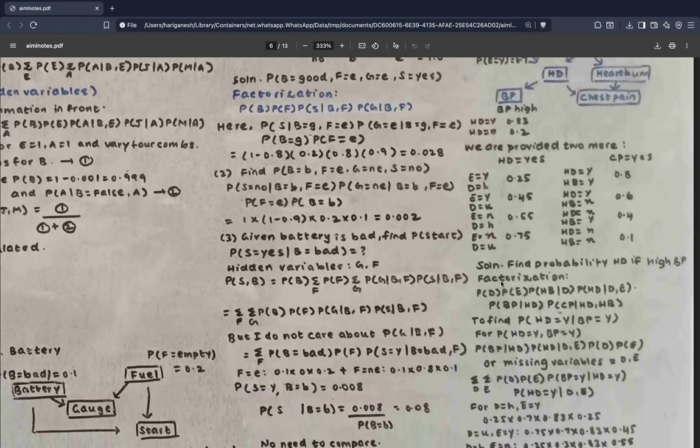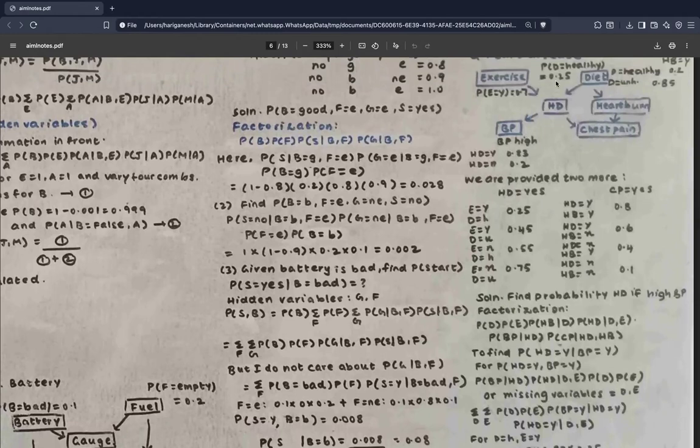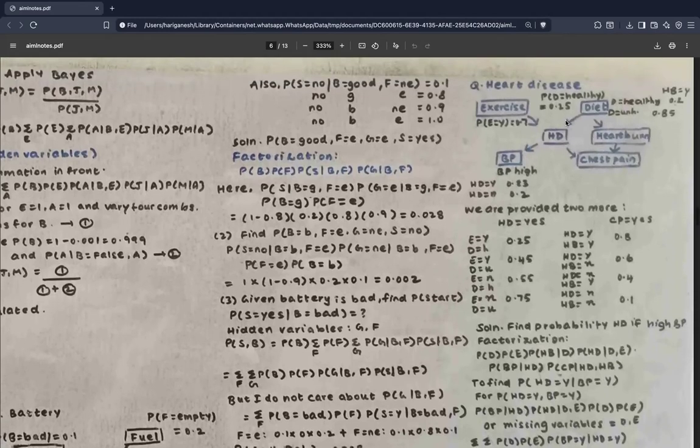Again, we write the same characterization, the factorization, right? Probability of D, probability of E, probability of heartburn given D because the dependency exists, probability of heart disease given E and D because the dependency exists here, probability of blood pressure given HD because that's the dependency here, probability of chest pain given heart disease and heartburn because that's what chest pain depends on. Again, this is the factorization we arrive at, and we need to find the probability of heart disease being yes if high blood pressure exists, which is also yes.